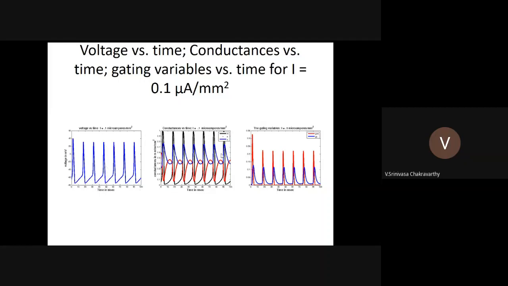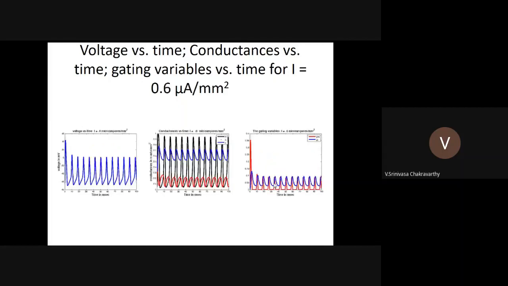Correspondingly, you see the gating variables also vary like this, and the conductances vary like this. A sharp rise and sharp fall for the sodium conductance, and a slower rise and a slower fall for the potassium conductance.